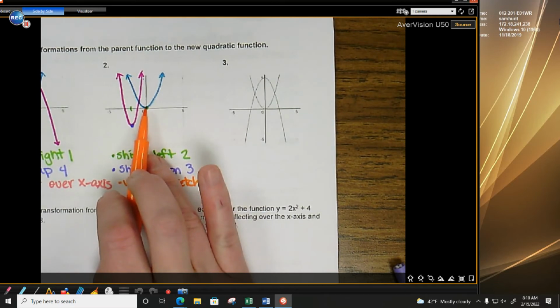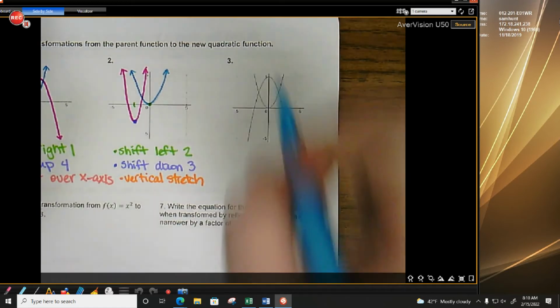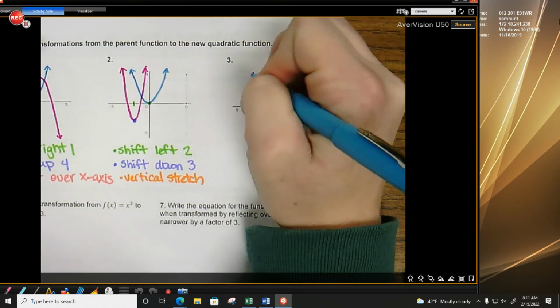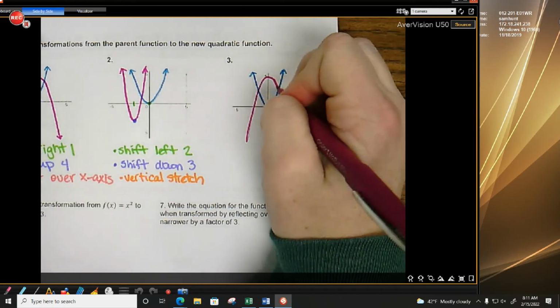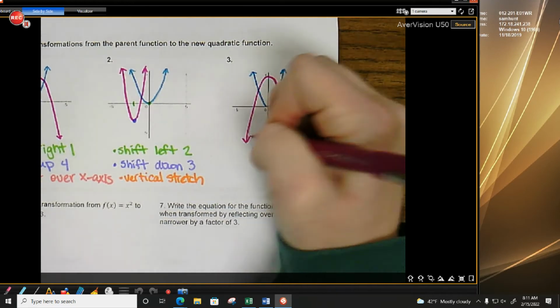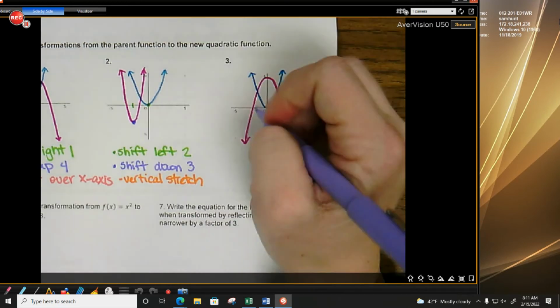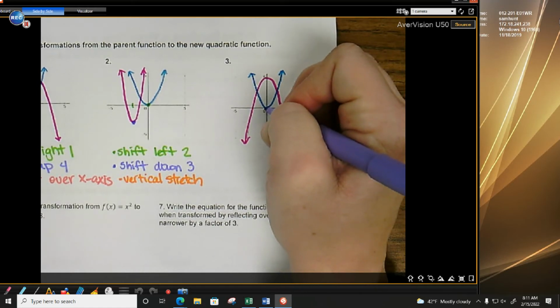Last one. Start at your parent function. And look at the second one. Did I shift right or left at all for my vertex? No. But is my vertex at the origin? No, so I shifted up how much? 5. So shift up 5. If I shift up 5, am I now at the new vertex? Yes.